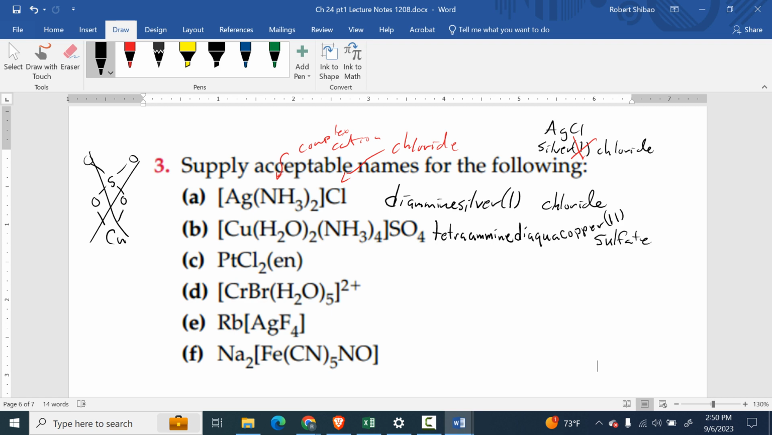It's 6. Only the things within the brackets are bonded. The stuff that's outside the brackets is ionically bonded. The stuff inside will be covalently bonded. And so the coordination number is 6. Well, that's a common coordination number for copper.